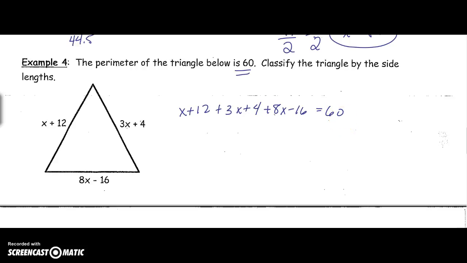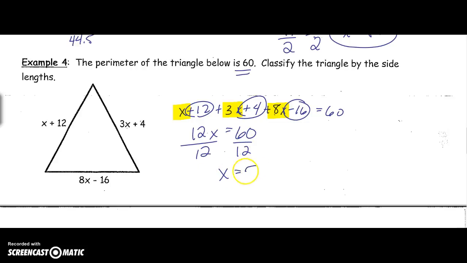So if you take all three sides, x, 3x, and 8x, and add them up, 8 plus 3 is 11, plus 1 is 12. And then 12 plus 4 minus 16 cancel each other out. So 16 minus 16 is 0. That's equal to 60. Divide by 12, x is 5. So what we're going to do is take this x is 5 and substitute it in at each side. So 5 plus 12 is 17. 3 times 5 is 15, plus 4 is 19. And then 8 times 5 is 40.